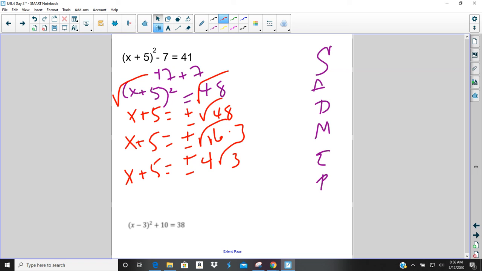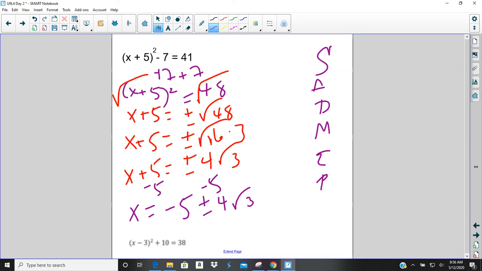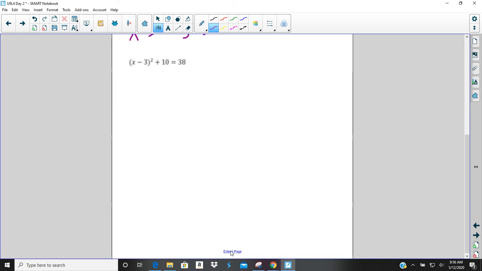Now I'm going to get x by itself by subtracting 5 from both sides. Here is where we have a weird part. We're left with x equals, I cannot put negative 5 together with 4 radical 3. They don't go together. They're not like terms. Radical 3 almost acts like a variable. So I'm going to be left with x equals negative 5 plus or minus 4 square root of 3. Why did I write it that way? Because we normally put the radical last. It's kind of like we would do with an x. So that's how it goes. Try this last question on your own.